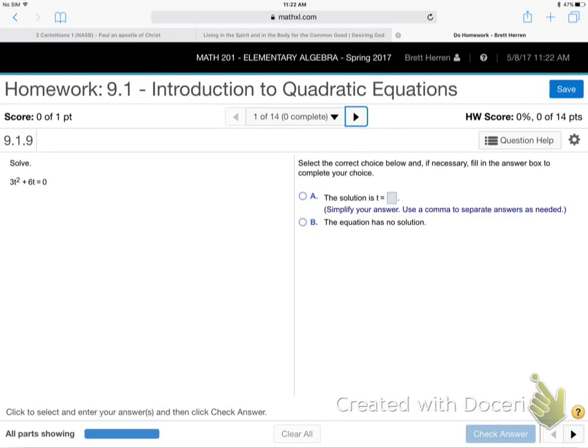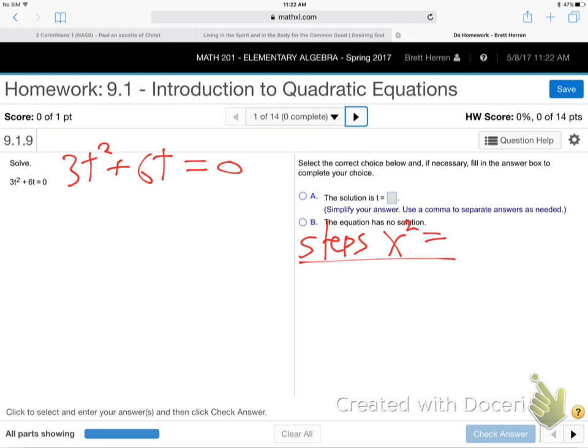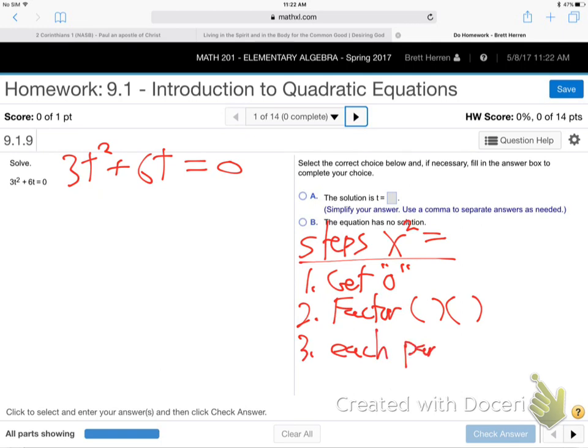All right, so there it is, 9.1. 3t squared plus 6t equals 0. How do you solve that? Remember the steps? Let me write out the steps again, the steps for x squared with an equal sign. Well, step 1 is get a 0, but we've already got the 0, huh? If they don't have a 0, then you need to get a 0. Step 2 is factor, like the parentheses kind of thing. And step 3 is each part equals 0. Remember that kind of thing?